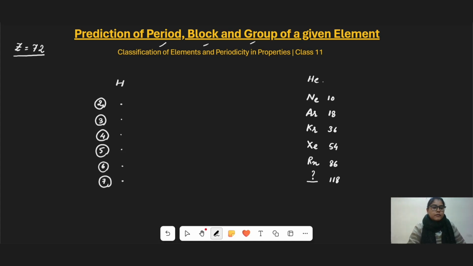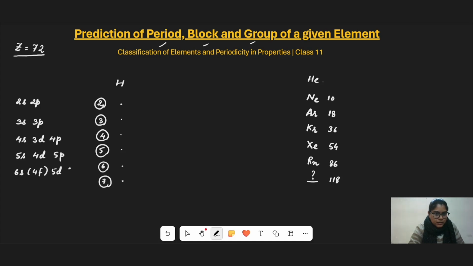Okay, so the orbitals which will be filled in the second period will be 2s and 2p. In case of third, it will be 3s and 3p. In case of fourth, it will be 4s, 3d, and 4p. In case of fifth period, it will be 5s, 4d, and 5p. In case of sixth, it will be 6s, 4f, 5d, and 6p. In case of seventh period, it will be 7s, 5f, 6d, and 7p.